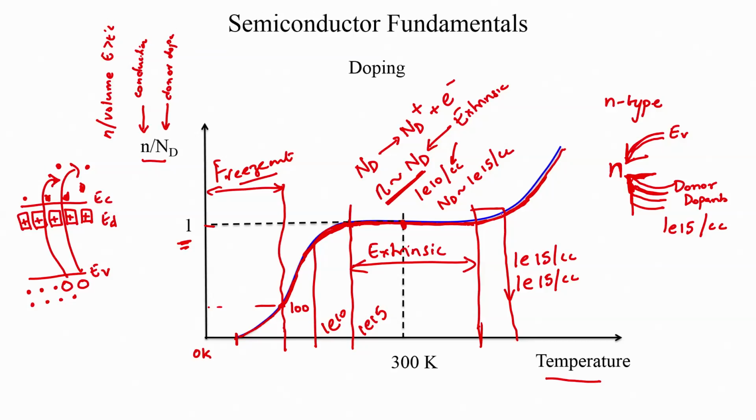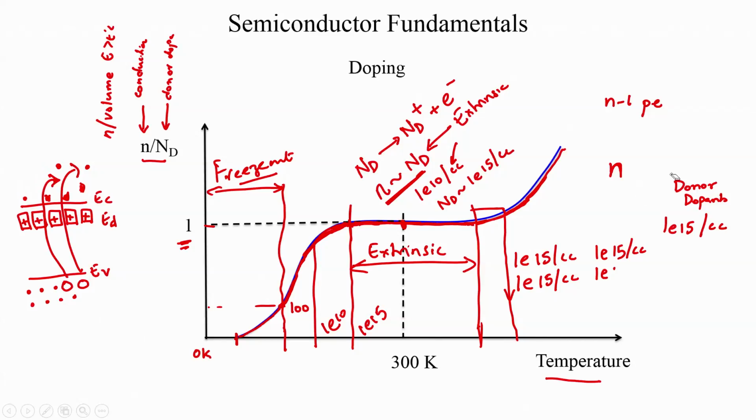So, beyond this point, the valence band contribution becomes greater. The donor contribution is still 1E15 per cc, there are no more donors, they have given up everything, but now the valence band contribution begins to increase dramatically. So, there are many more. So, this is a very badly drawn arrow.